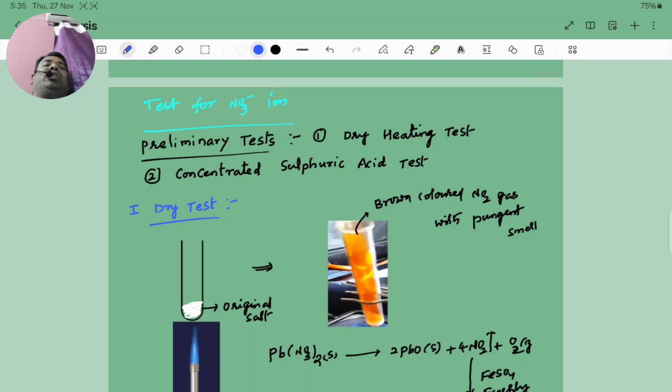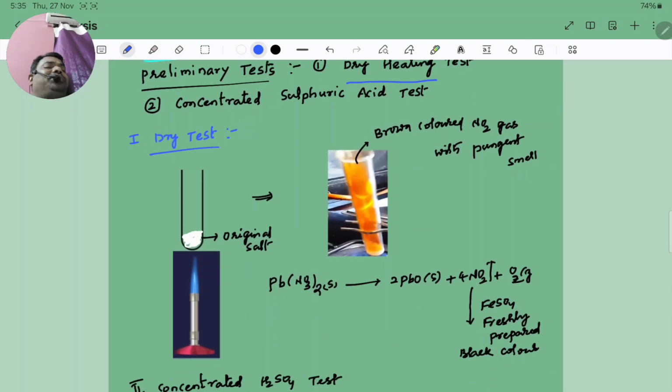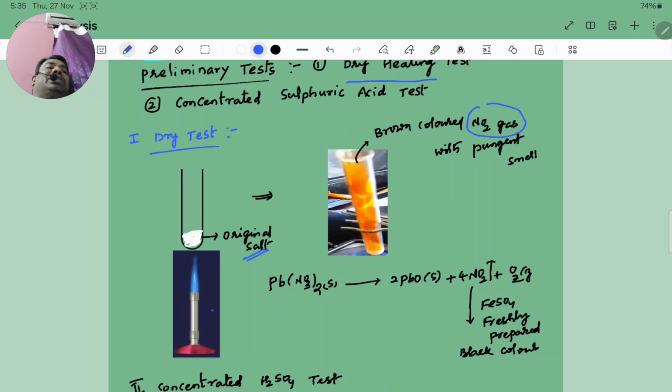Next, student, the fourth category is what? Test for nitrate. So here also, student, the preliminary tests are the dry heating test and the concentrated sulfuric acid test for nitrate. Now take the original salt and heat the content, then it will produce a brown colored NO2 gas with a pungent smell, right. So which indicates nitrogen dioxide is released, right.